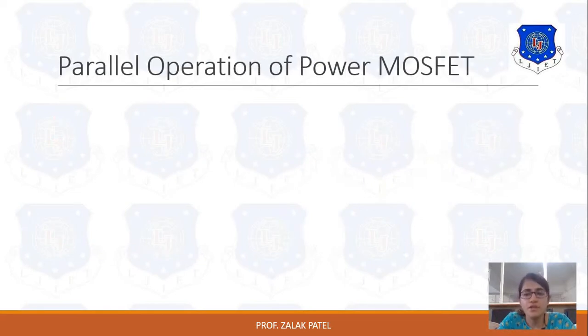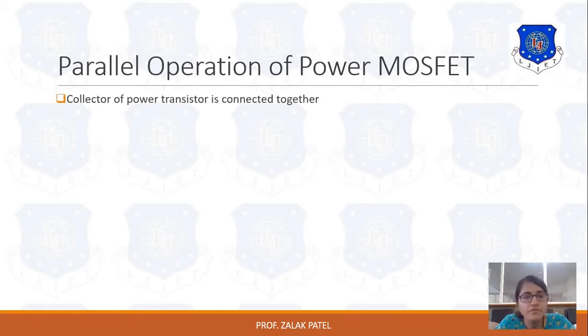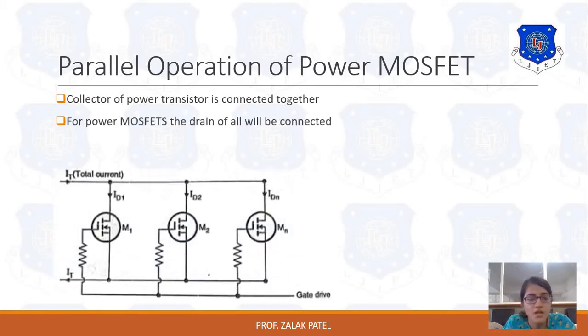Next is the parallel operation of power MOSFET. For parallel operation of power MOSFET, the collectors of the power transistors are connected together like this. Here you can see that for each MOSFET, the collectors are connected together and supplied from the current IT, which is the total current. Here the base and emitter can be connected easily to the other devices if needed.